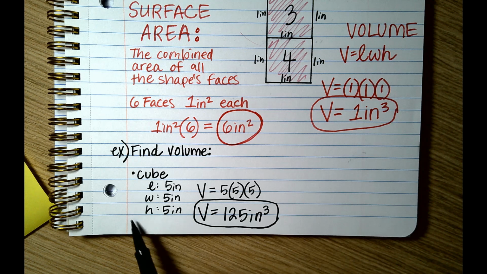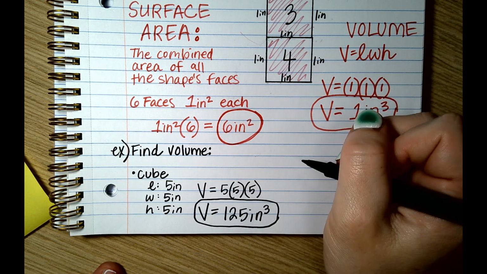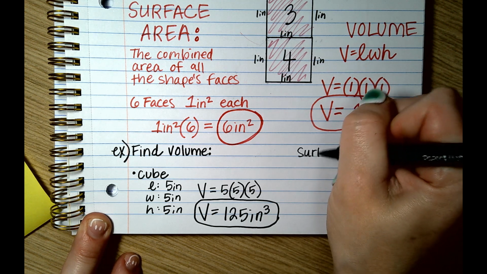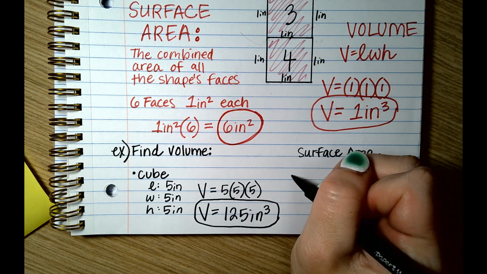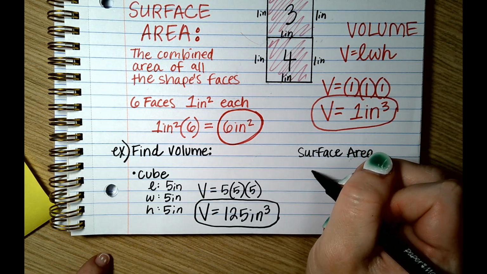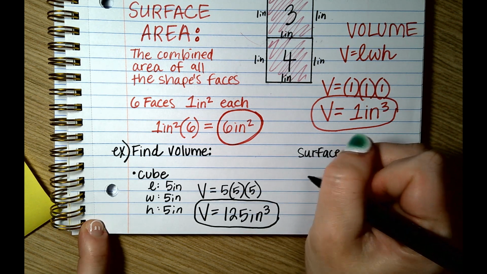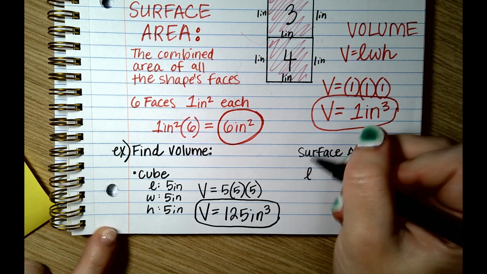How could I find the surface area of this cube? You take the length times the height. What would that give me? 25. So here, let me write this. Surface area of this same cube. Remember, we're just going to start by finding the area of one of the flat surfaces. So we'll take the length times the height.